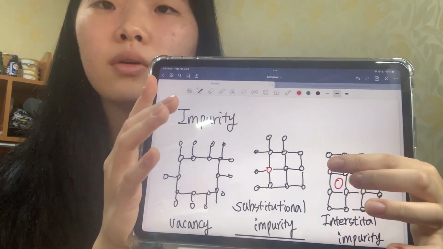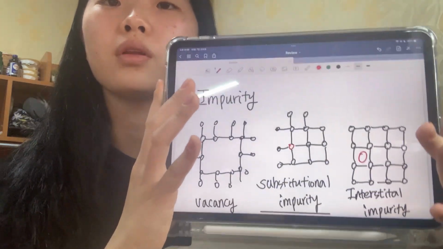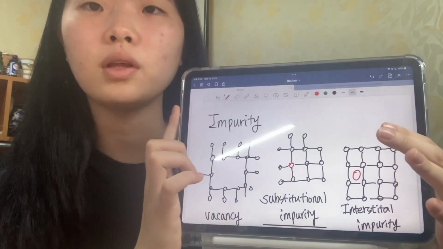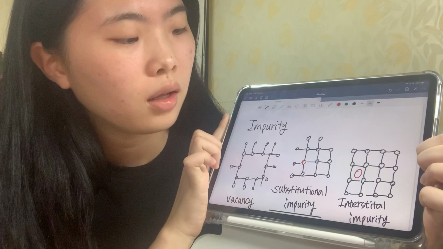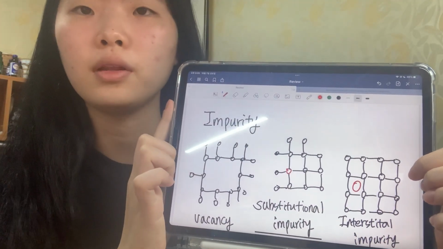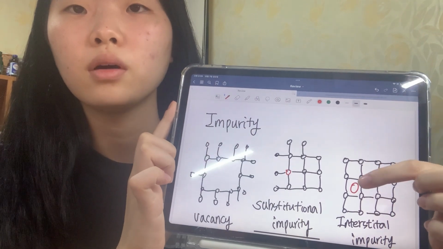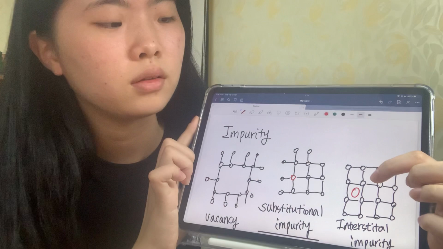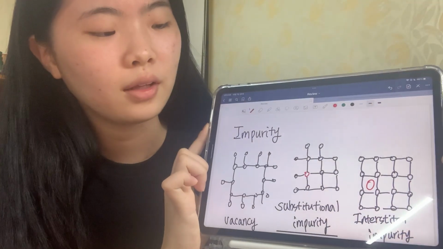This red atom is exchanged. So we call it substitutional impurity. Then the last one is interstitial impurity. There is one atom in the middle here. So this means impurity.